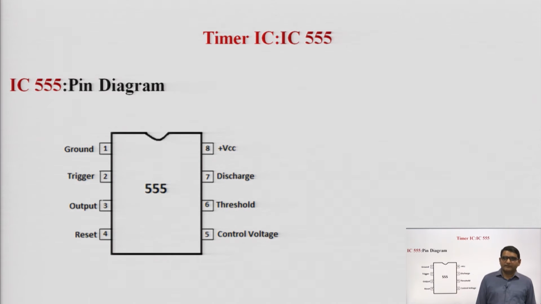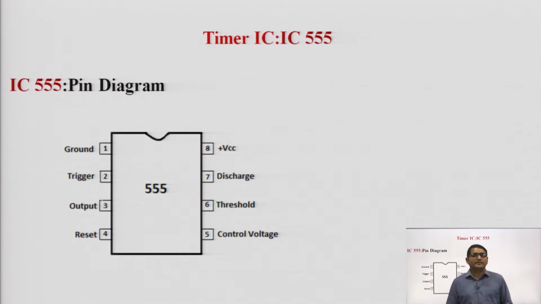Pin number 5 is a control voltage during pulse generation or during square wave generation. We can manipulate the timing of a wave with the help of this pin, which is defined as the control voltage, that is pin number 5. Pin number 6 is the threshold voltage.